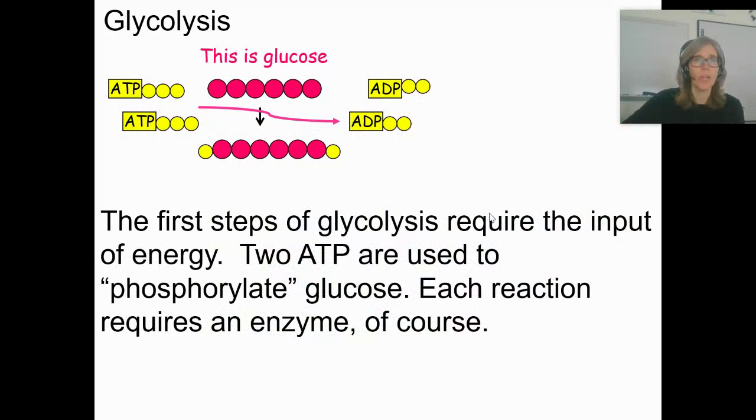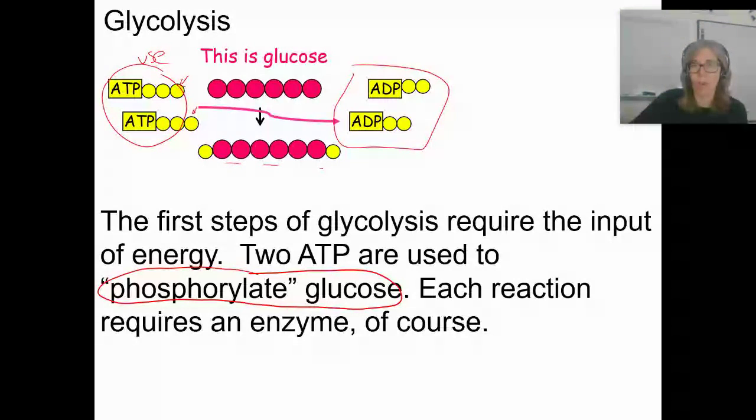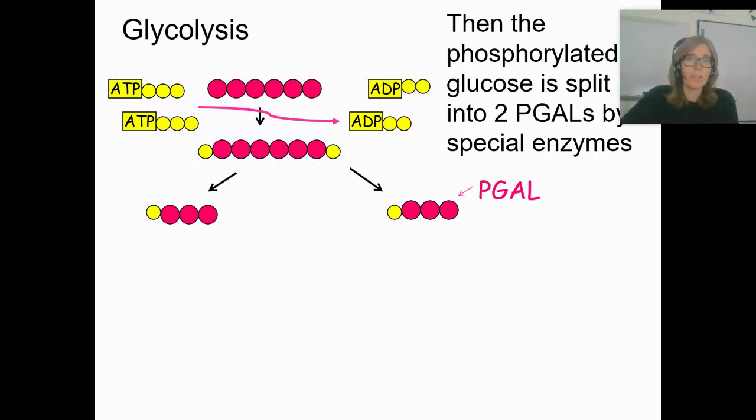Okay, so here's glycolysis. The first step is where you use ATP. And so here's the ATP that you're going to use. And you break that down to make ADP. But the extra phosphates here are going to go on to glucose. So now glucose gets phosphorylated. And that step is going to require an enzyme, and you do not need to memorize the name of that enzyme. Yay.